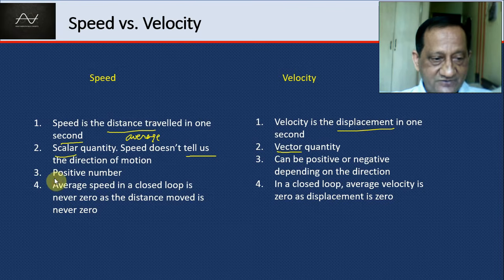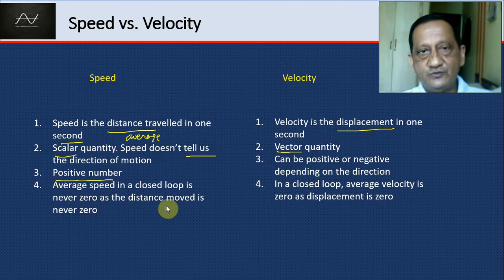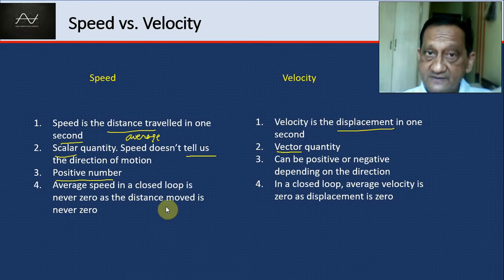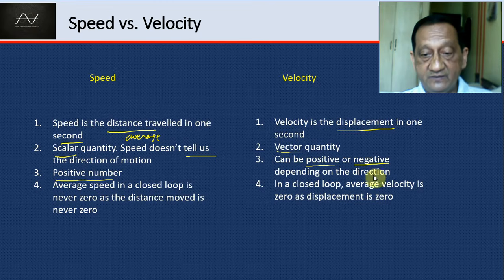Speed is a positive number, 5 meters per second, 20 meters per second. You never say minus 20 meters per second. But velocity can be positive or negative depending on the direction. The displacement is a vector, it will have a sign, and we'll talk of the sign convention now.